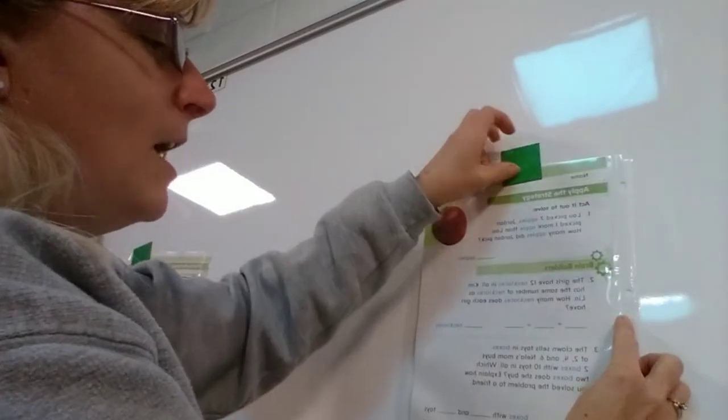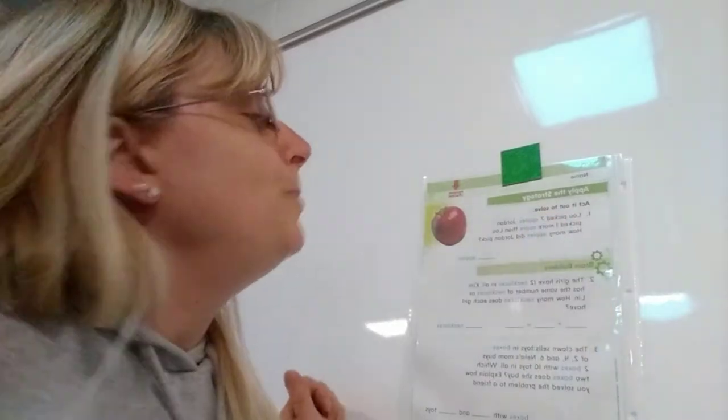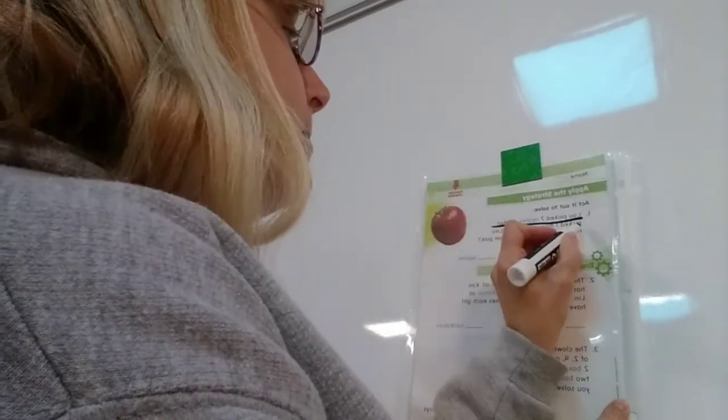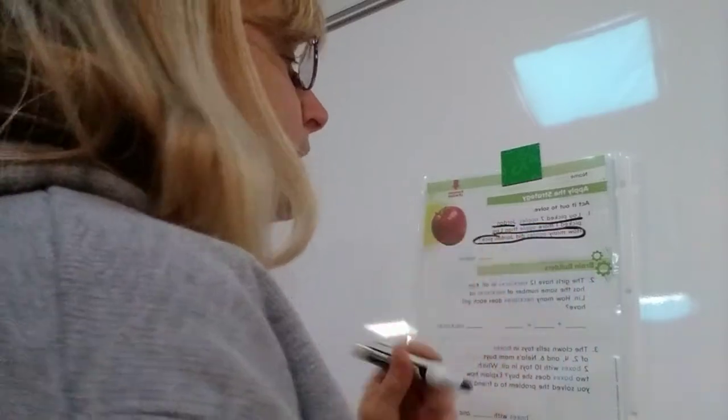So that just makes sense, right? Okay. So let's do a couple together. It says apply the strategy. Act it out. Lou picked 7 apples. Okay. So I could use my counters for that instead of drawing pictures. First we need to underline what we know, right? So we know Lou picked 7 apples. And we know Jordan picked 1 more apple than Lou. And we need to find out how many apples did Jordan pick.